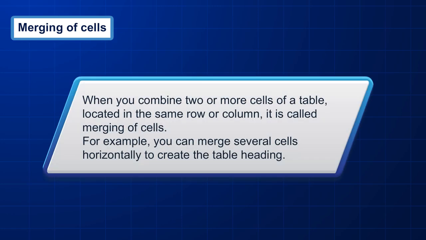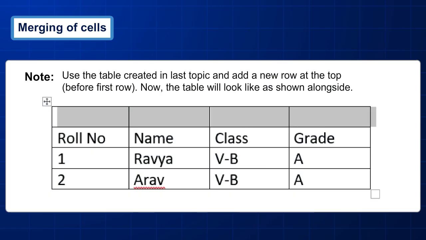Merging of cells. When you combine two or more cells of a table located in the same row or column, it is called merging of cells. For example, you can merge several cells horizontally to create the table heading. Note, use the table created in last topic and add a new row at the top before first row. Now, the table will look like as shown alongside.